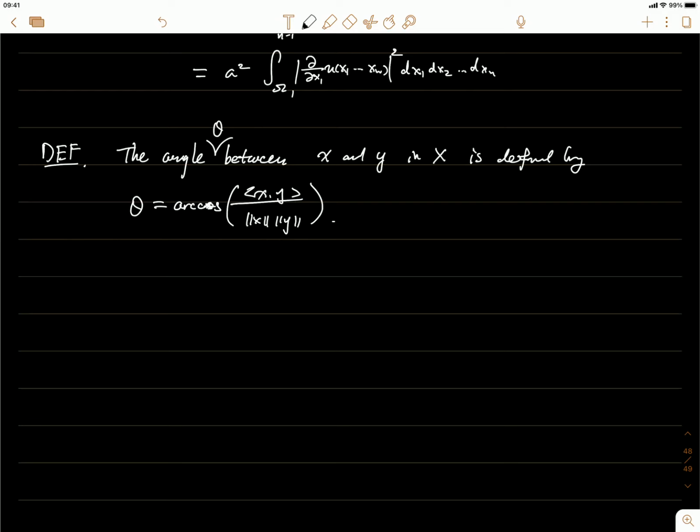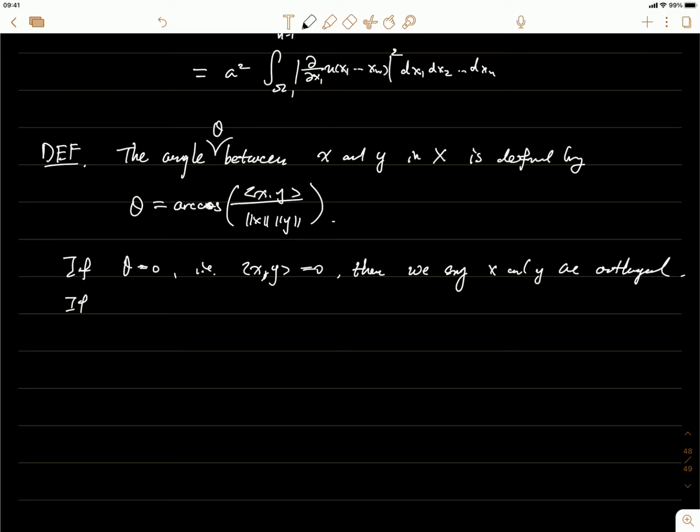So if the cosine of theta is equal to 0, then we know that this just means that the inner product of x and y is equal to 0. Then we say they are orthogonal. We say x and y are orthogonal.